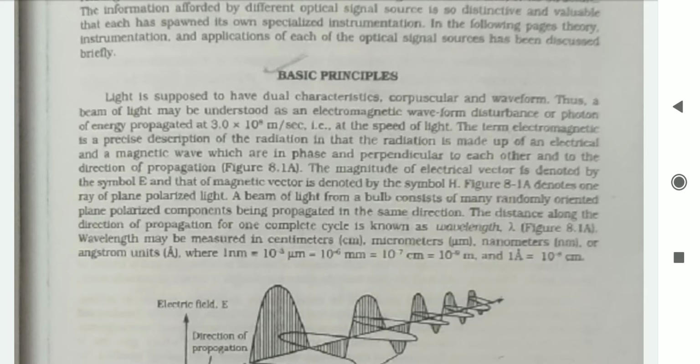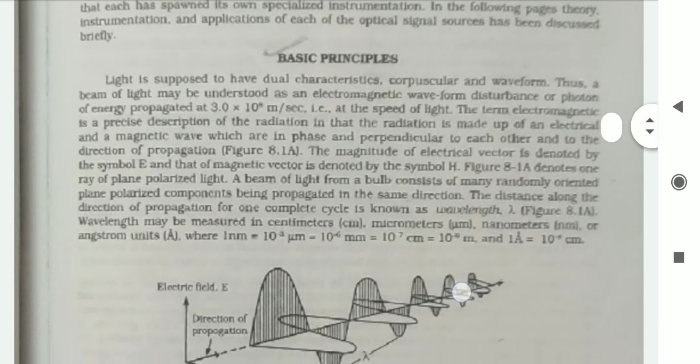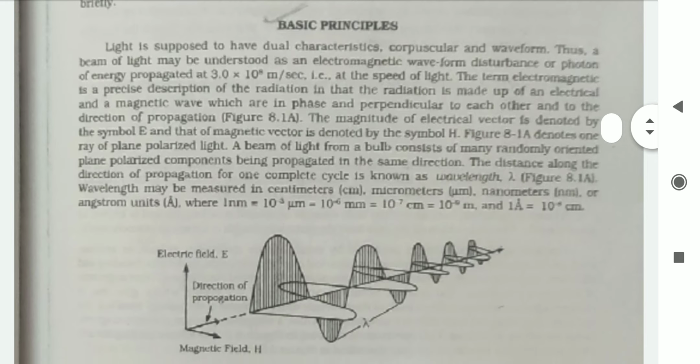which is the highest known speed of anything, any object known to physicists or anywhere in the universe. So let us study about electromagnetic spectrum.